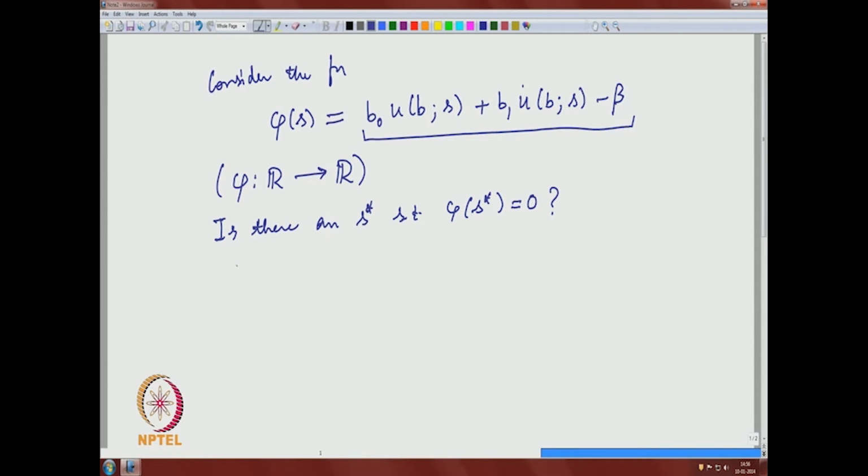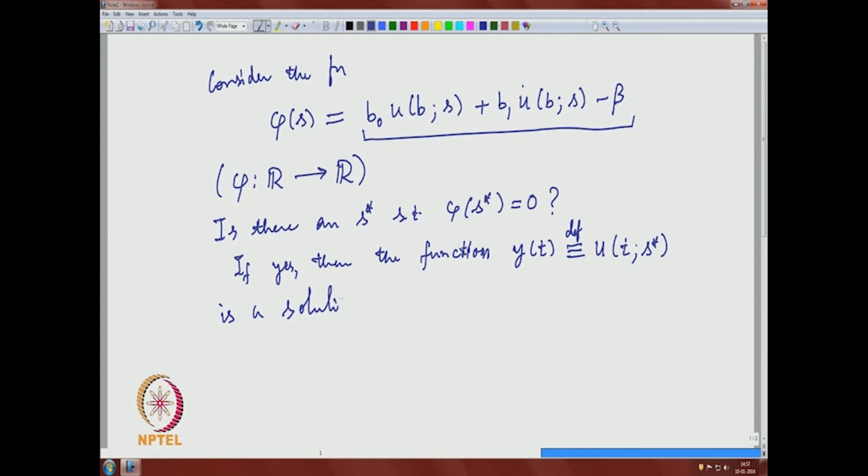So, in case there is, then the function y of t, this is the definition, u of t, S star, is a solution of the BVP.